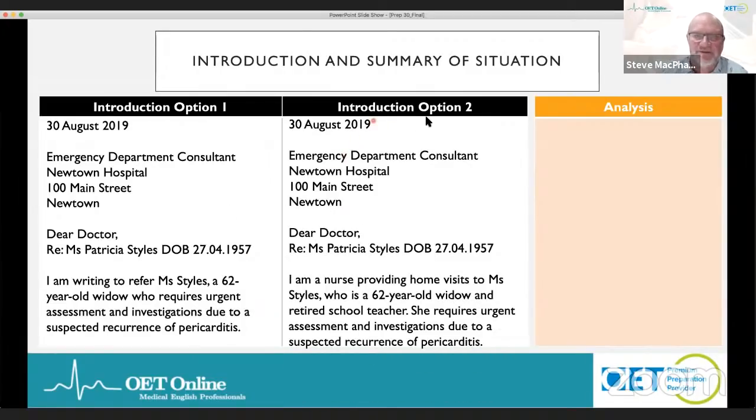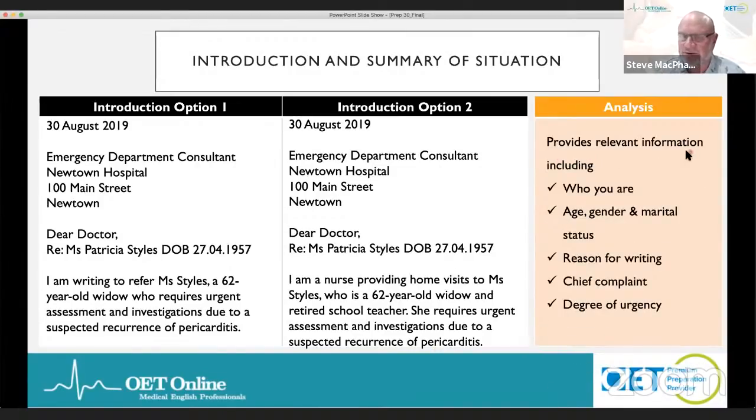When we come to the second option, a little bit different, everyone. I am a nurse. Look at this one. Same, all the same details. But when it comes to the introduction, this person's introduced themselves. I am a nurse providing home visits to Miss Stiles, who is a 62-year-old widow and retired school teacher. A little bit more detail in this one. Two sentences. She requires urgent assessment and investigations due to a suspected recurrence. So the rest is the same. Due to a suspected recurrence of pericarditis. So two options there, everyone.